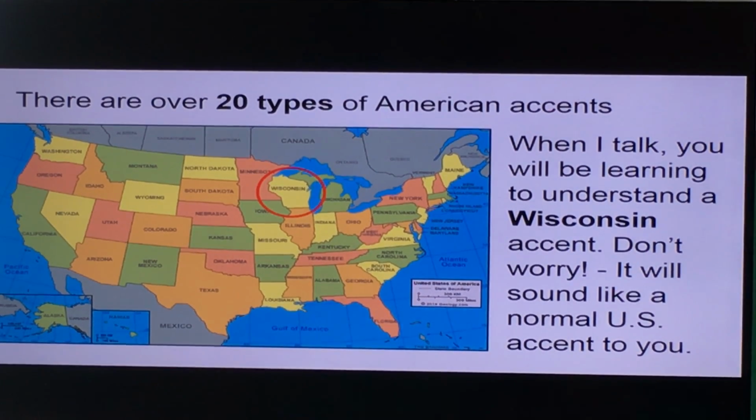You might not be able to hear that difference, but just so you're aware, if you go to America or meet other Americans, or have another American teacher, they might speak differently than I do, just because we grew up in different places.